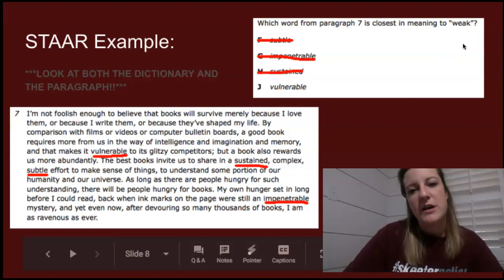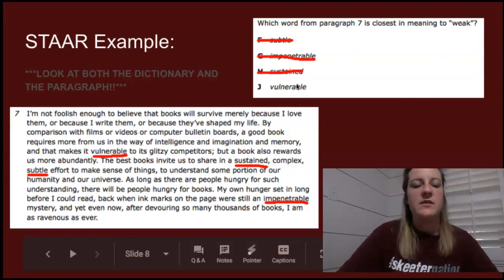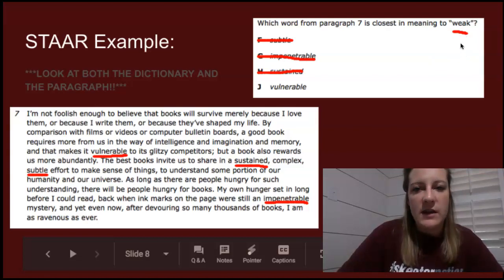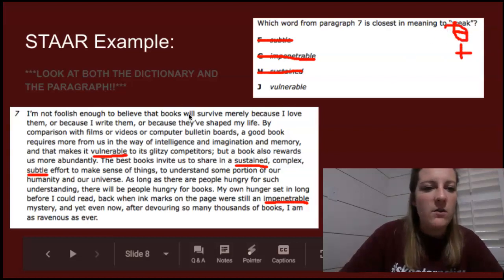If we backtrack, since we're rethinking this now, we've come back to the answer choice J. Weak has a negative connotation. Okay? If we had to decide between the two, positive or negative, it's definitely going to be negative. So, if we're trying to decide based on connotation, vulnerable, sustained, impenetrable, subtle, really the only negative word would be vulnerable, potentially. Depends on how it's being used in the paragraph. So let's go back to the paragraph and pair our knowledge together, okay?